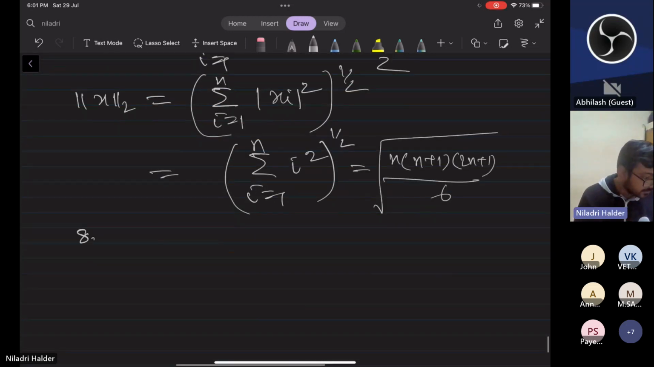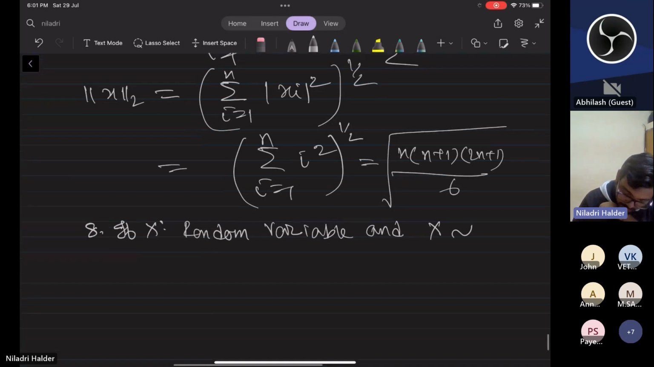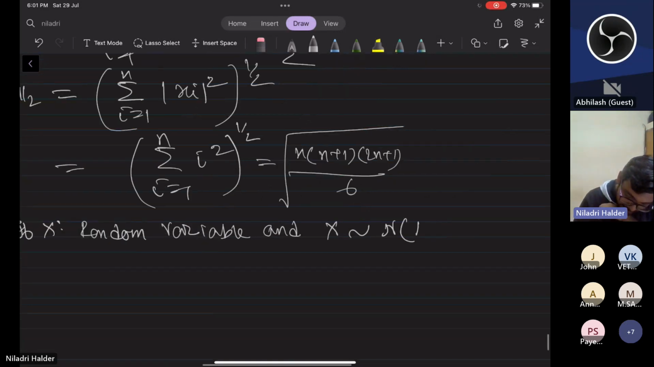7, 8. So suppose x is a random variable. So it's not a vector, it's a scalar. And x has a Gaussian distribution, so a normal distribution with mean mu and sigma square as the variance. So it's called the mean of x, and this is the variance.